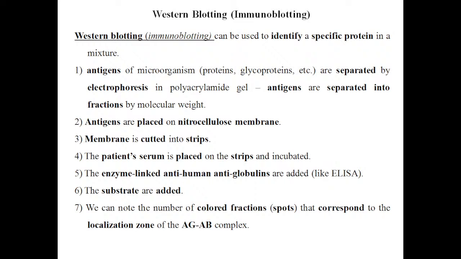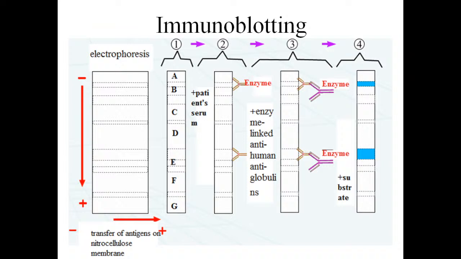Then antigens are placed on a nitrocellulose membrane. The membrane is cut into strips. The patient's serum is placed on the strips and incubated. The enzyme-linked anti-human antiglobulins are added. It resembles ELISA. The substrate is added, and we can see the number of colored fractions or spots that correspond to the localization zone of the antigen-antibody complex. Let's look at this scheme to understand it.